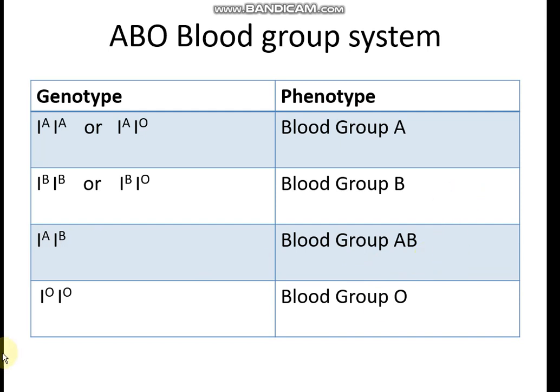And if a person has both O alleles, the person will have blood group O. Allele O is coming from the father, and O is coming from the mother, only then the person will have blood group O, just like a recessive trait.